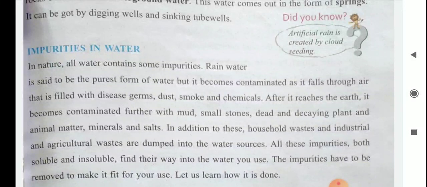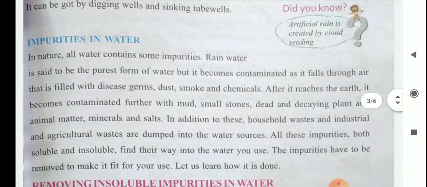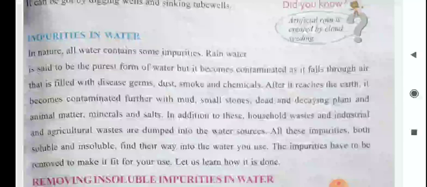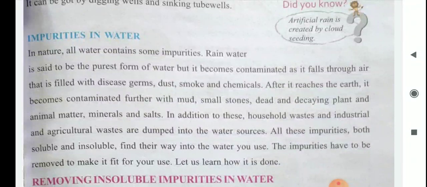After it reaches the earth, it becomes contaminated further with mud, small stones, dead and decaying plant and animal matter, minerals and salts. In addition, household waste and industrial and agricultural waste are dumped into the water sources. All these impurities, both soluble and insoluble, find their way into the water we use. The impurities have to be removed to make it fit for our use.